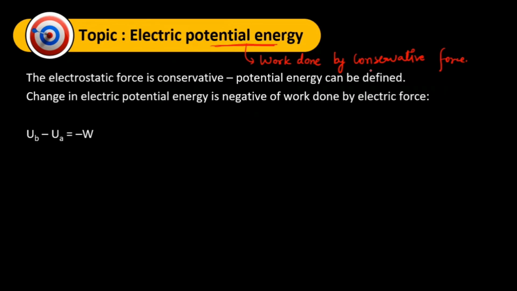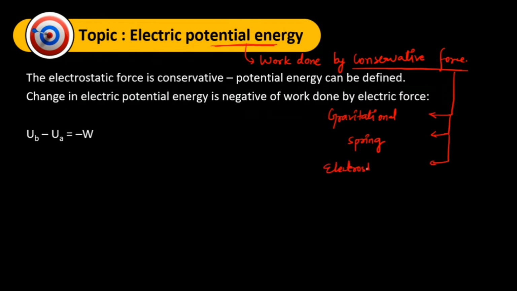In this universe, we have only 4 conservative forces. It all started in grade 11th, where we talked about gravitational force. It is one such conservative force. Then we talked about spring force, again one such conservative force. Then we talked about electrostatic force, which is also a conservative force. And then we have nuclear forces. Only because of these 4 forces, we define potential energy.